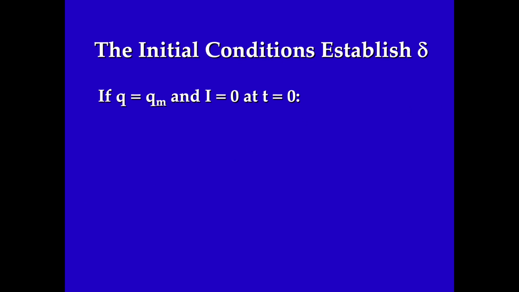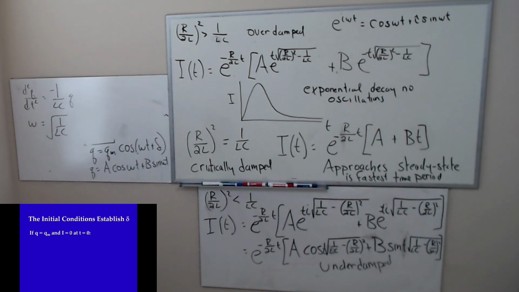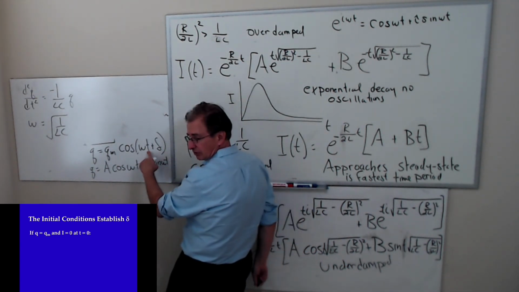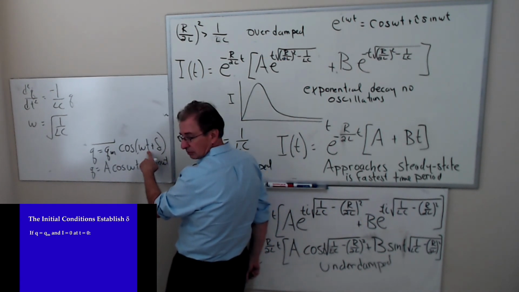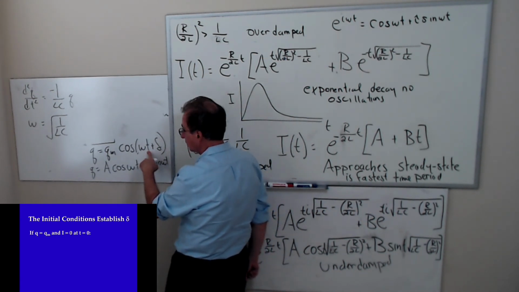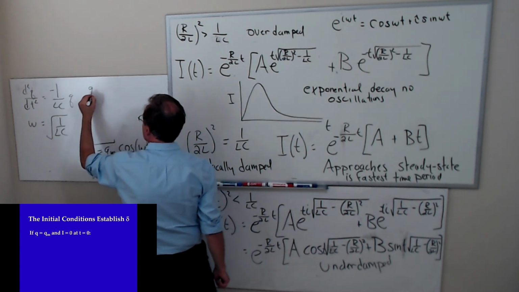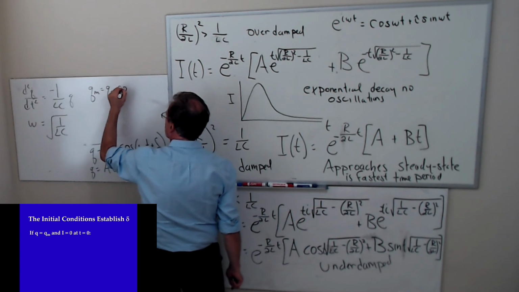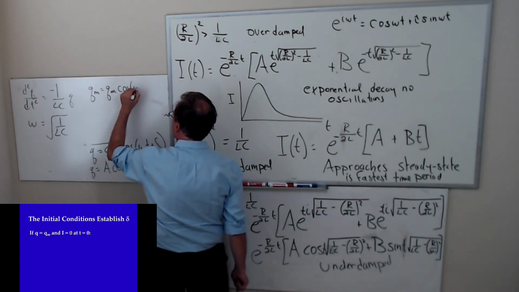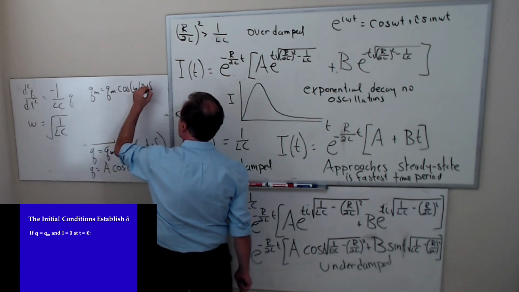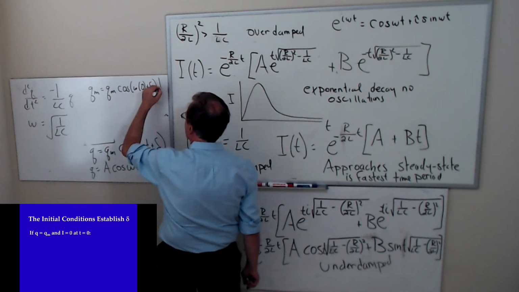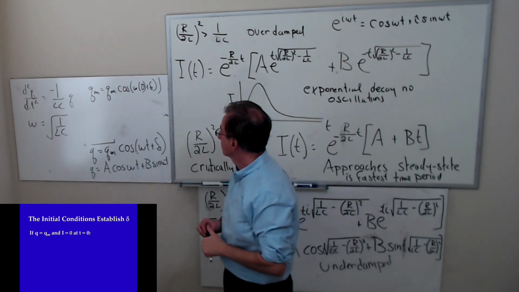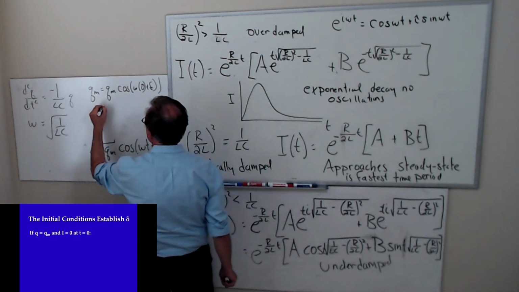Well, look. If I plug in t equals 0 here, and I said Q is Q max, I get that. I need to write this.